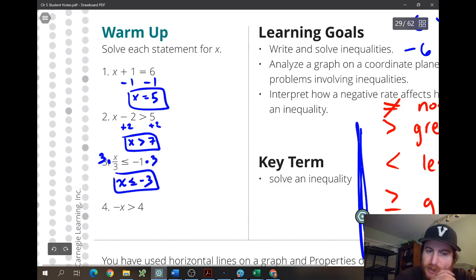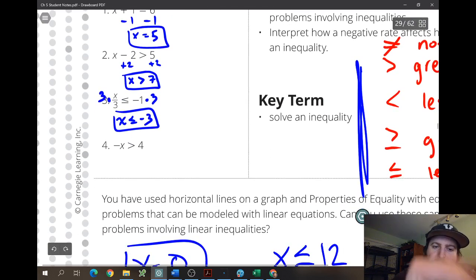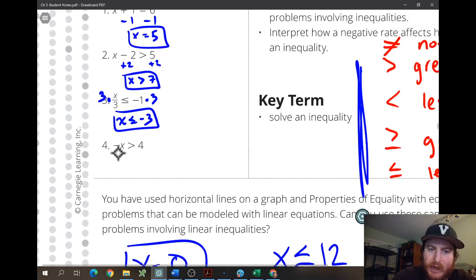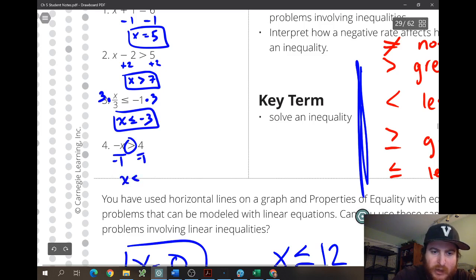Then this last one has a little bit of a special trick to it. And that's because anytime we divide or multiply by a negative number, something special happens to the inequality. Whenever I divide by a negative number or multiply by a negative number, that inequality actually flips between negative and positive.